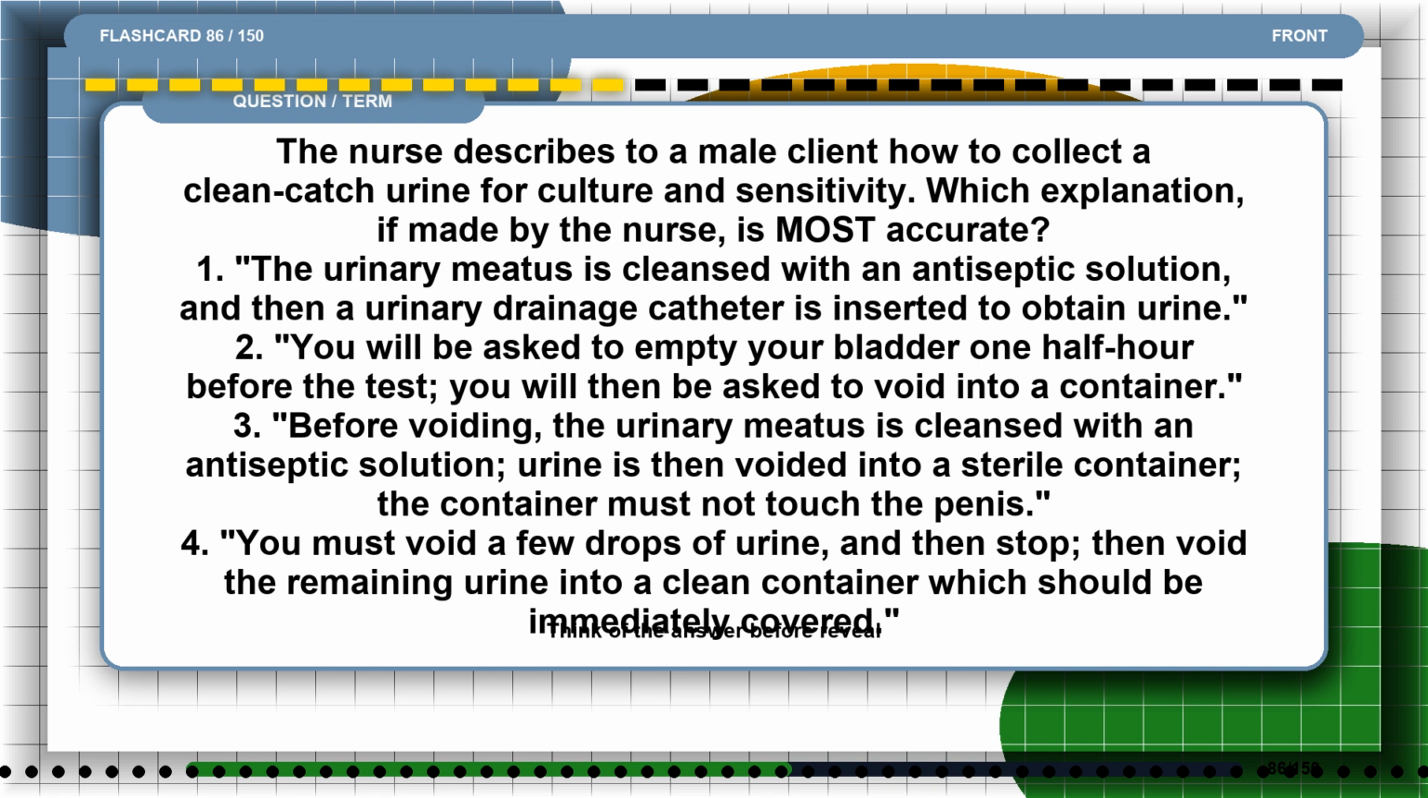3. Before voiding, the urinary meatus is cleansed with an antiseptic solution. Urine is then voided into a sterile container. The container must not touch the penis. 4. You must void a few drops of urine and then stop. Then void the remaining urine into a clean container which should be immediately covered. Think of the answer before the reveal.